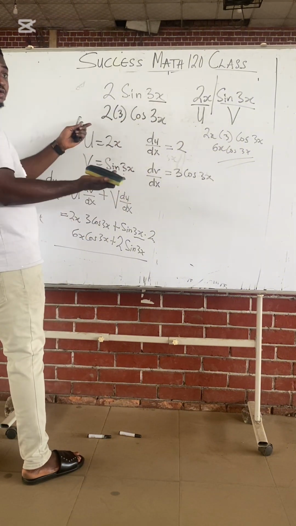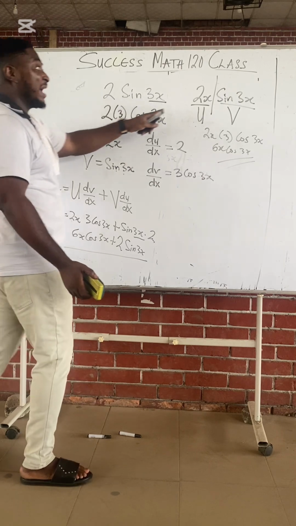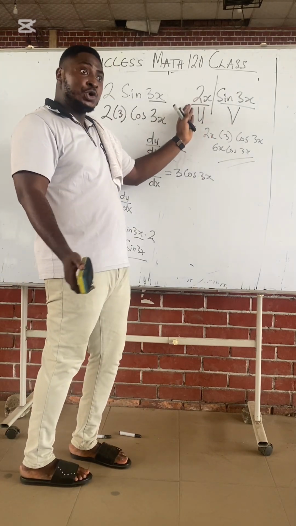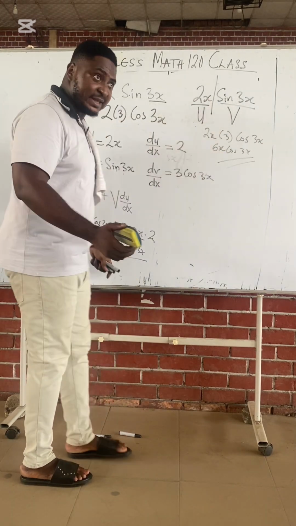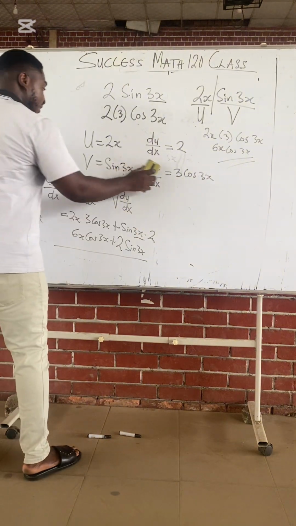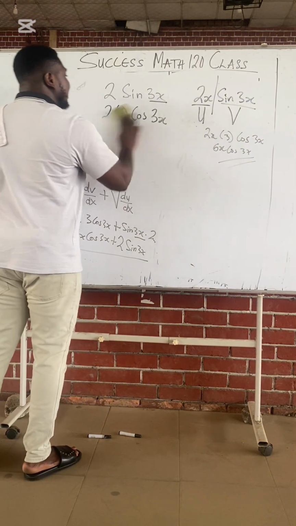This one did not require the product rule, right? Because there's no x on this side, but this one has x and x again. So call one person u, call the other person v. Product rule done and dusted. Okay, class.